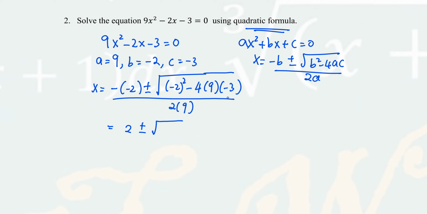Okay, so for the terms inside the square root, you can just calculate all of them. So it will be 112, over 2 times 9 is 18. Then from here, firstly, you calculate using minus. So 2 minus square root 112 over 18 is going to be negative 0.477. Now, for information, for this mathematics, you must leave your non-exact values correct to 3 significant figures. Then when I calculate using plus, that is going to be 0.699. Okay, so done for question number 2.